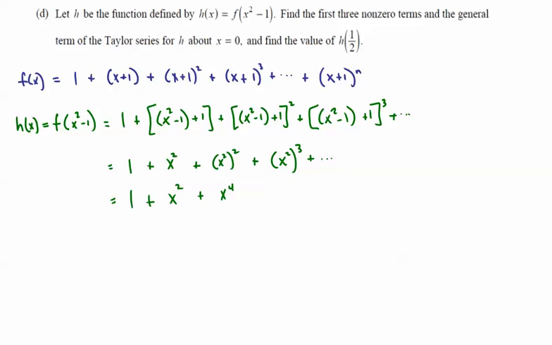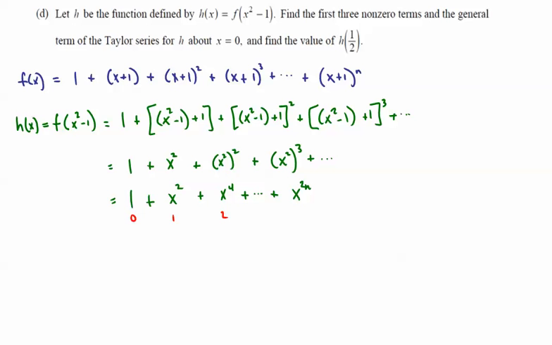Now it's very important, if they only ask for the first three, you have to do the first three. But they also ask for the general term here, and so that's going to be, we have x to the 0, x to the second, x to the fourth. So if that's the 0, first, second term, we're going to have x to the 2n. And so that's all there would be for that. We found the first three non-zero terms and the general term about x equals 0, and finally we want to find h of 1/2.